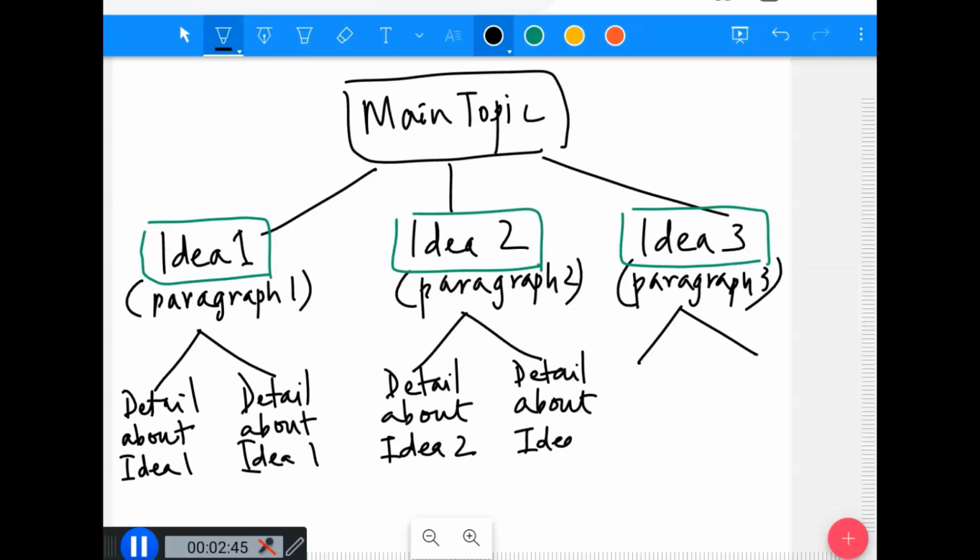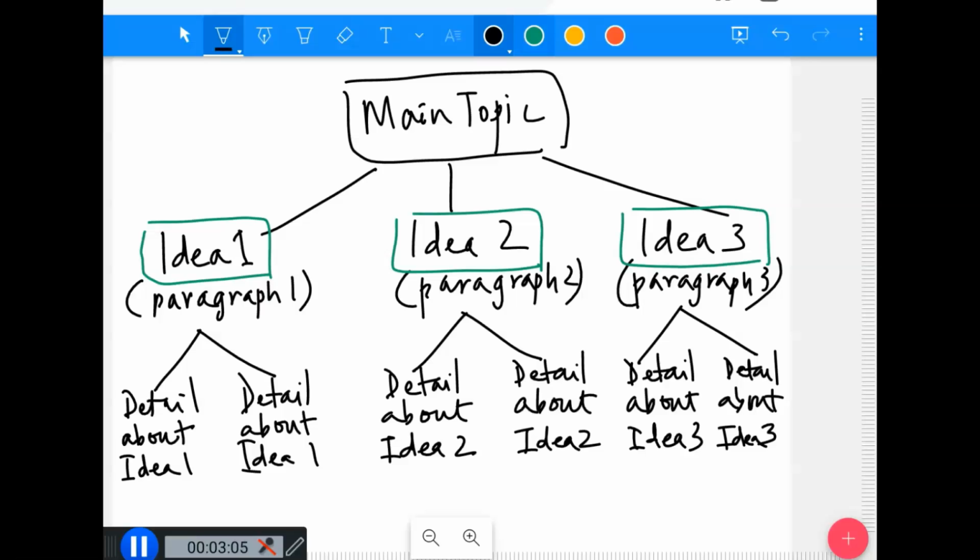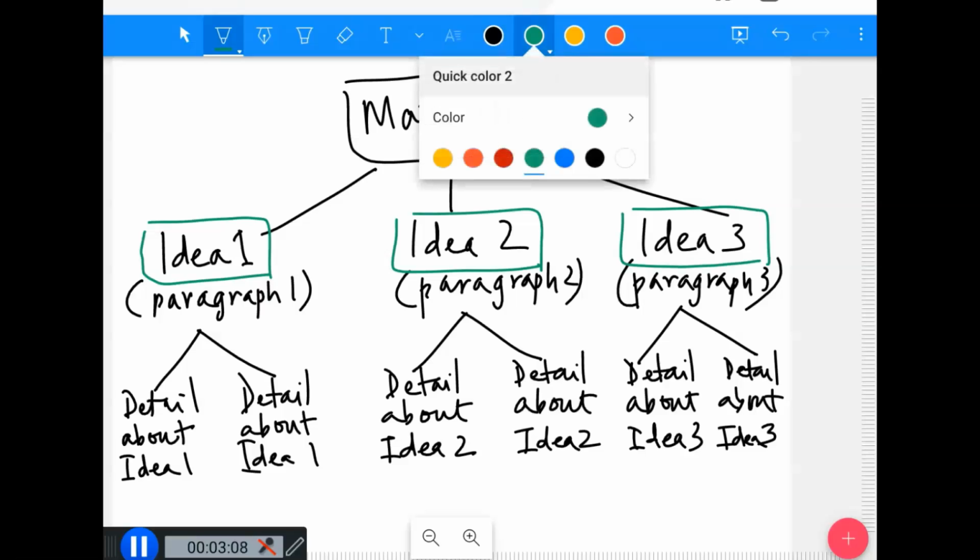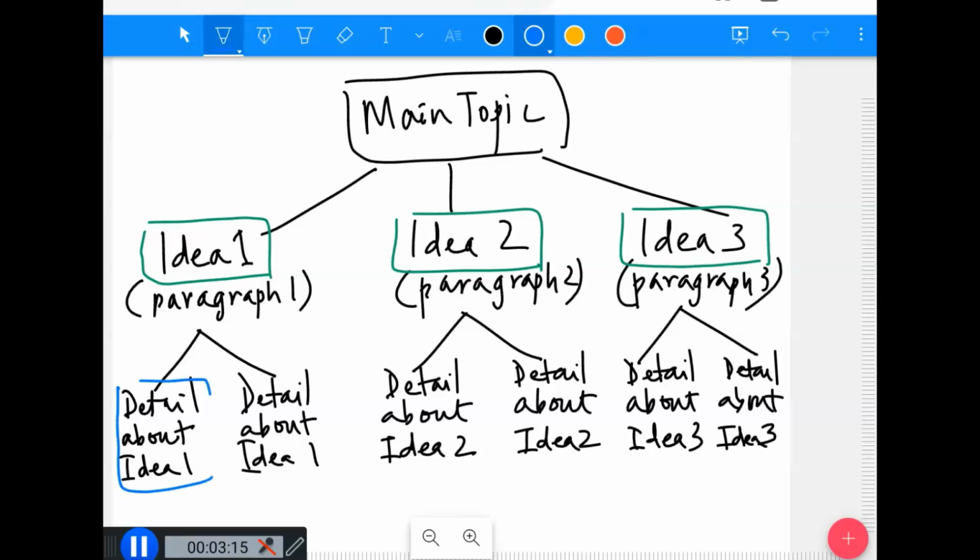And we go on and do the same thing for the third idea. We talk about at least a couple of ideas, or a couple of details, that describe the third idea. So that's your organizer basically. That's what you would first kind of like chart out before you get going, right? Before you actually tackle your topic. Now let's go on and look at a real example where we put this graphic organizer into action.